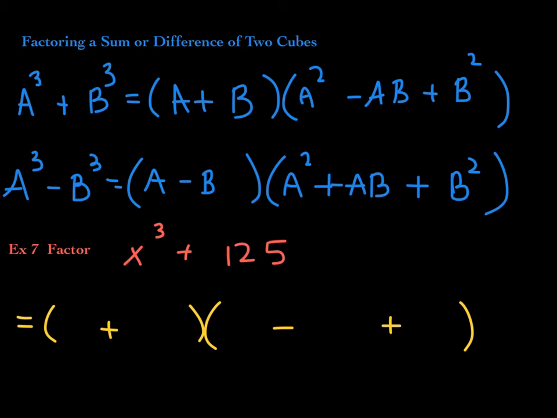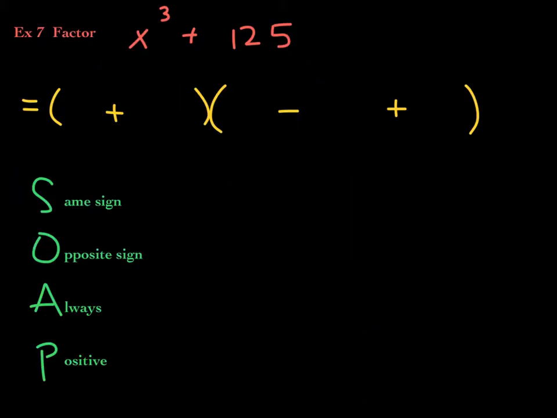Some people use this acronym called SOAP. Let me show it to you now. This acronym sometimes helps some students remember what the signs are when factoring a sum or a difference of two cubes. The S stands for same sign. O stands for opposite sign. That's the second sign. And then the last sign here is always positive. If you find that helpful, then go ahead and use it.